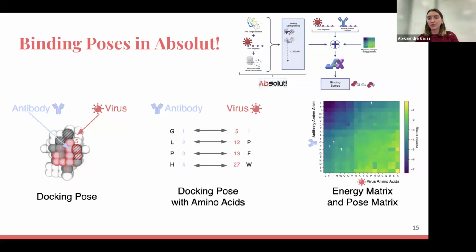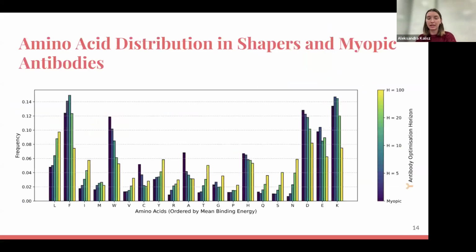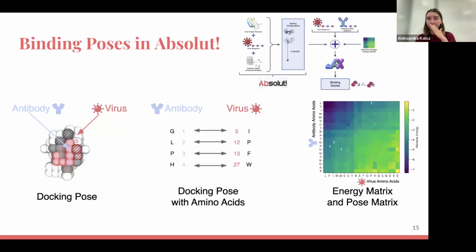And then the way the actual energy is calculated is because you have this energy matrix that's been extracted, which is also what we use to calculate these mean energy scores on the previous slide, and that's how this energy was ordered. You're going to look up the energy score of each particular amino acid pair that you've identified in your pose. You're going to do that for every single pair in your pose. You're going to sum up all of these energies, and that will give you the binding energy between your antibody and your virus. So that's the docking pose.